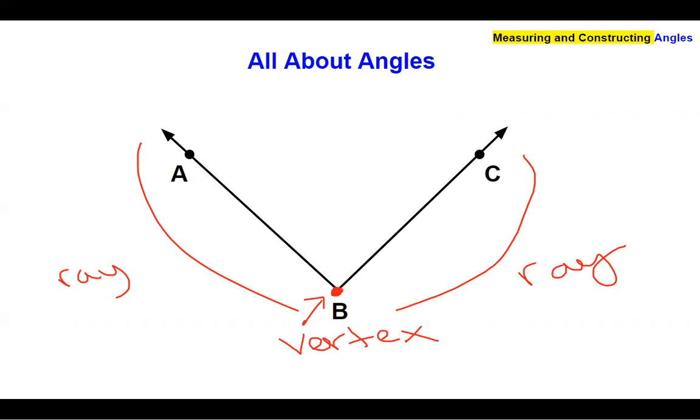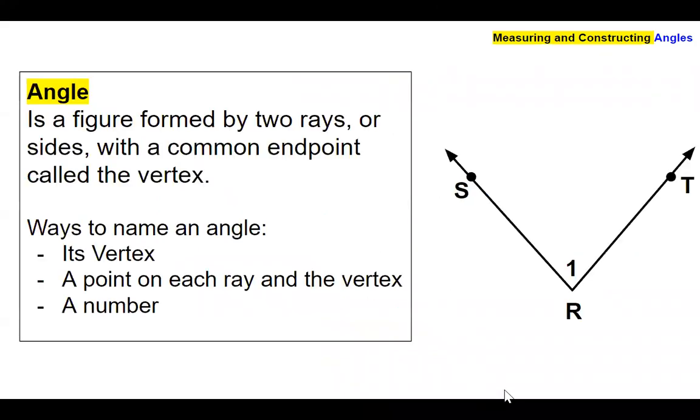Now, the way that we measure angles is by using degrees. So we're going to measure them, and we're going to use degrees to measure this particular angle. We don't know the measurement of this one yet because I haven't measured it, but we're going to figure out some examples here. So here's a definition. An angle is a figure formed by 2 rays or sides with a common endpoint called a vertex.